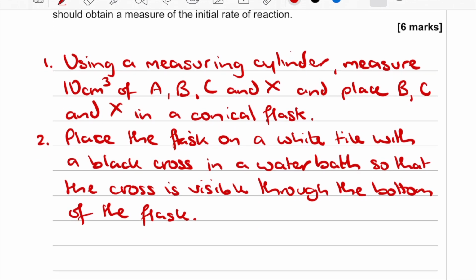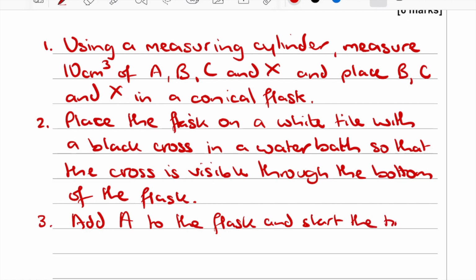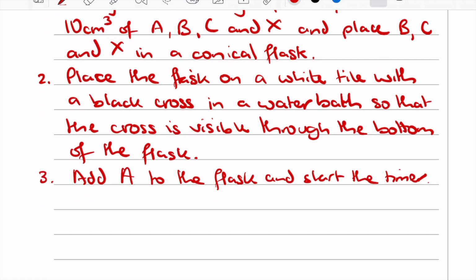And then we're going to add A and start the timer. And we're going to time how long it takes for the cross to disappear.